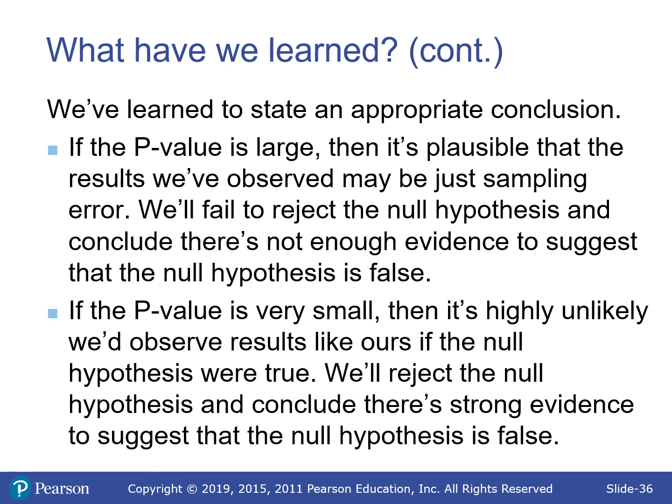Learn to state appropriate conclusions. If the p-value is large, we fail to reject the null hypothesis that the population proportion is whatever it is. If it's very small, it's very unlikely that we would get that by chance, and so we reject the null hypothesis, saying that the population is less than that. So if their null hypothesis was 0.2, and the alternative hypothesis was it was less than 0.2, if we had a small p-value, we would reject the null hypothesis and say that, hey, our population proportion is less than 0.2.